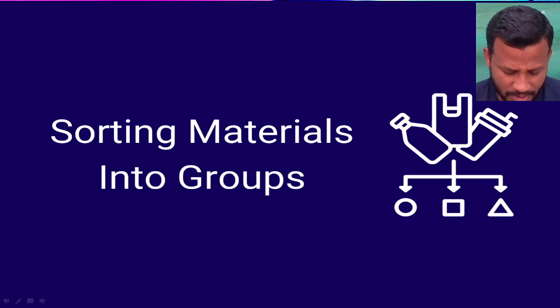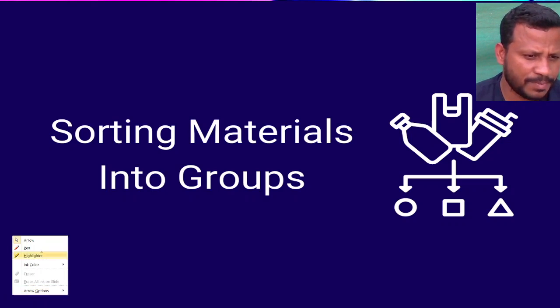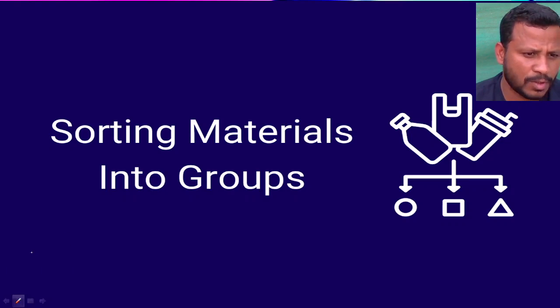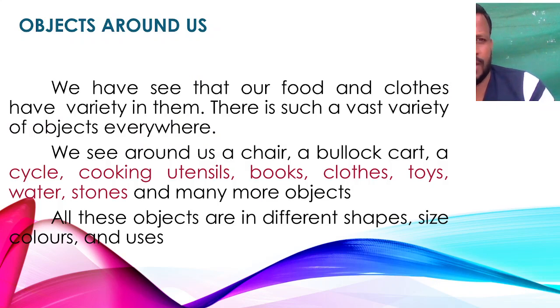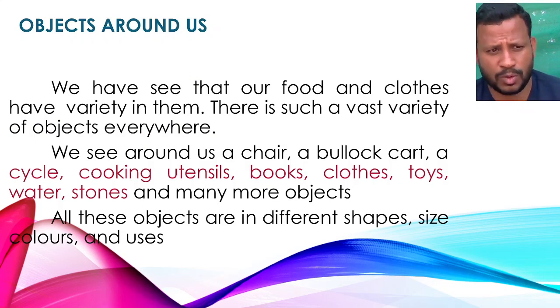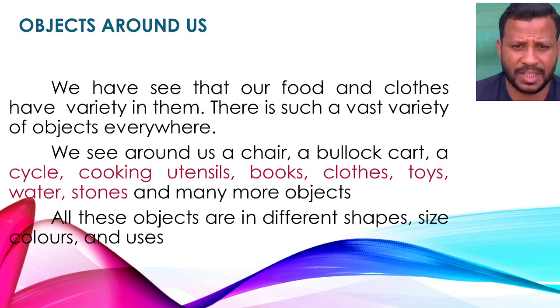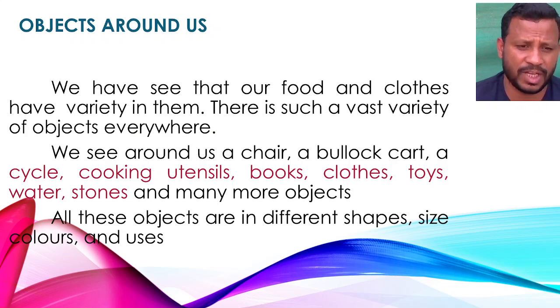This is the 6th class topic. Let us discuss this unit. Let us look at the objects around us. We have seen that our food and clothes have variety in them. Such a vast variety of objects are everywhere.